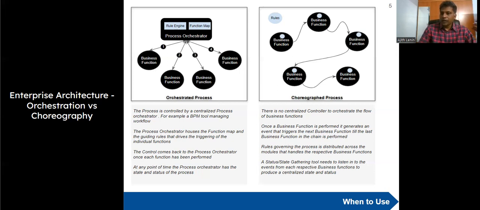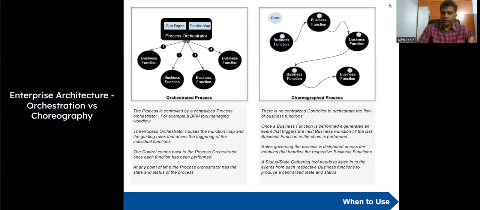The rules for the processes or the choreography happen in each business function. So business rules are distributed across each business function. And if at all we need to gather the state or status, we need a centralized place where we can get the state or the status of the process. We need a separate tool which keeps gathering the state and status from the different business functions and maintains it. So there is an automated process orchestrator to provide that.